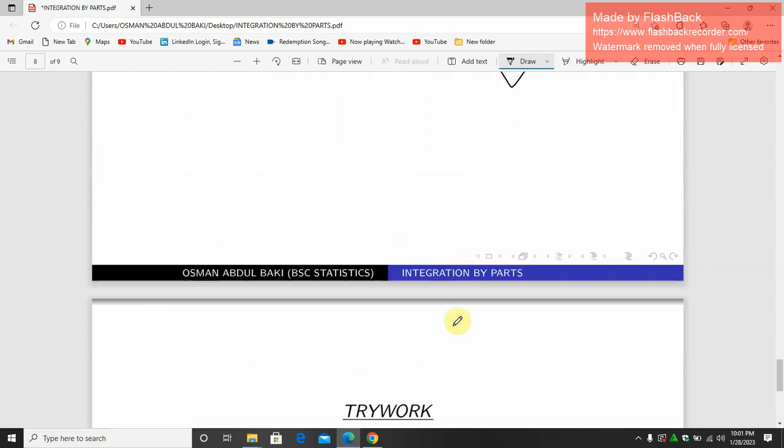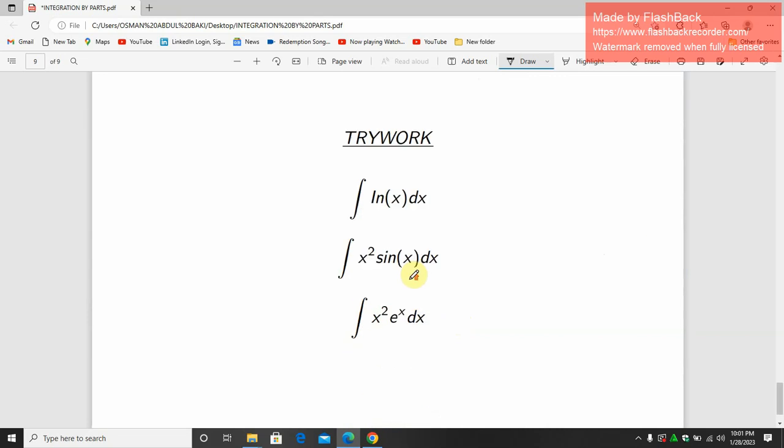So thank you very much for having time with me. And this is a try work I'm giving to you. That is the integral of ln x dx, the integral of x squared sin x dx, and the integral of x squared e^x dx, e raised to the power x.